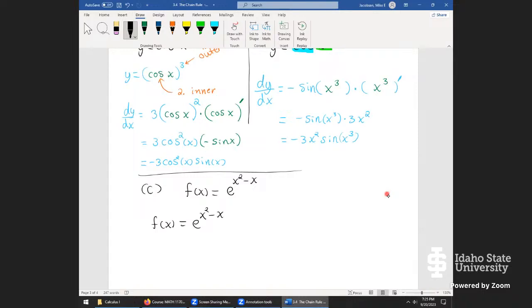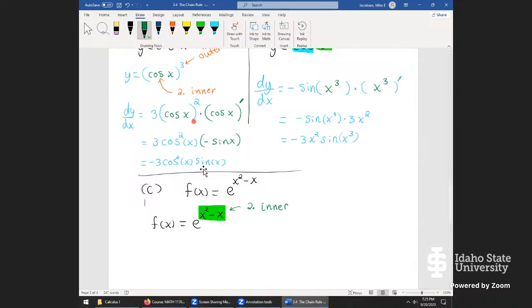So there's a lot of stuff going on here, but there's really two functions. There's an inner and an outer. Anyone spot an inner function on this one? Good call. It's going to be that entire exponent, like you said, x squared minus x. So that's our second portion, the inner.